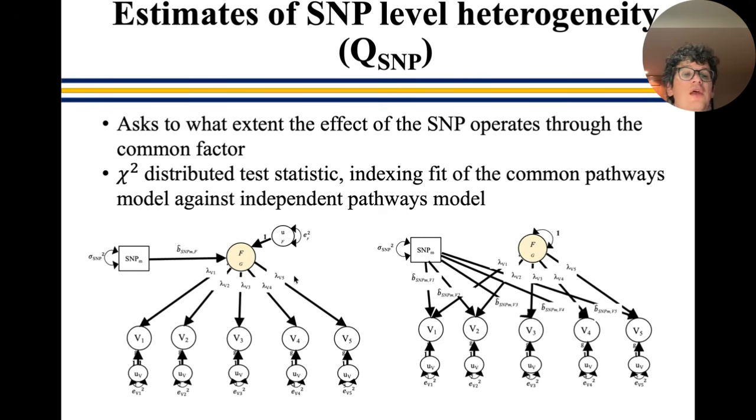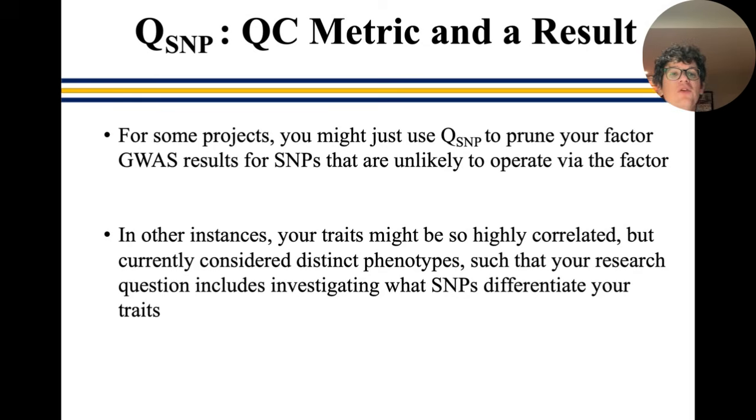And so the question is, is a single pathway from the SNP to the latent factor sufficient for describing the pattern of relationships between the SNP and all 5 indicators that are being used to define this particular latent factor? So you can think of QSNP both as a QC metric and a result.